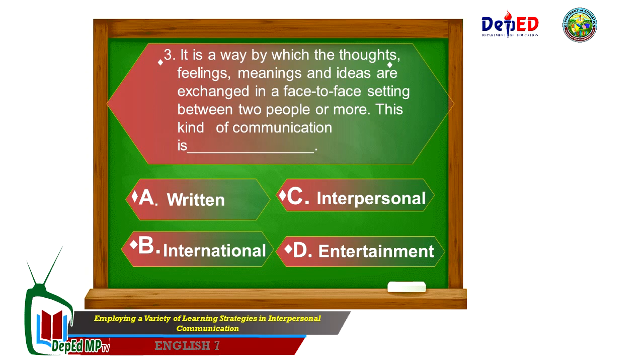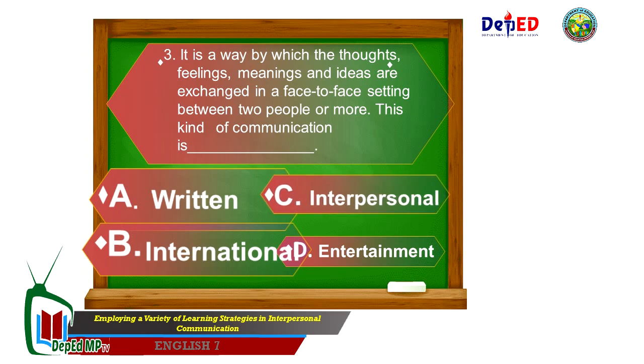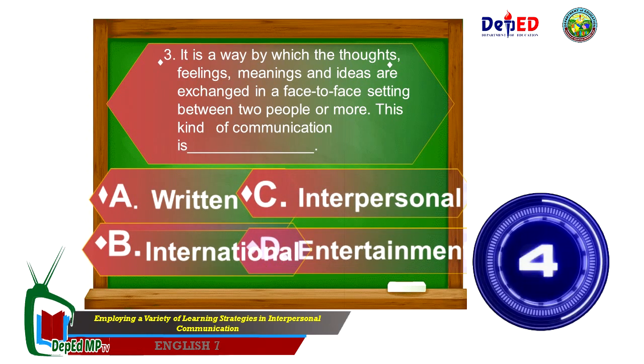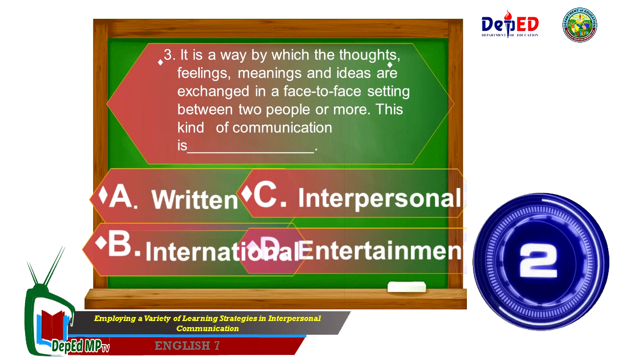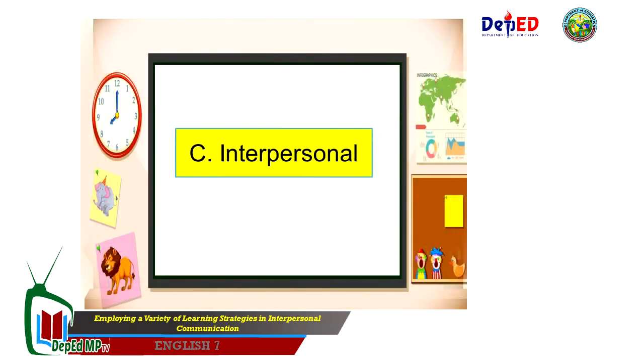Number 3. It is a way by which the thoughts, feelings, meanings, and ideas are exchanged in a face-to-face setting between two people or more. A. Written. B. International. C. Interpersonal. And D. Entertainment. And the answer is letter C.